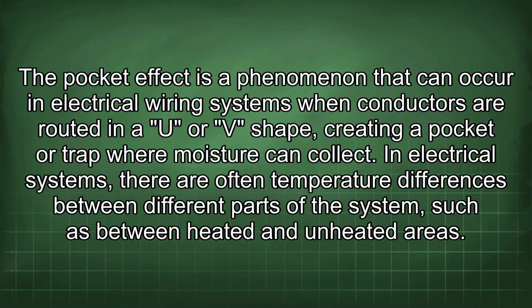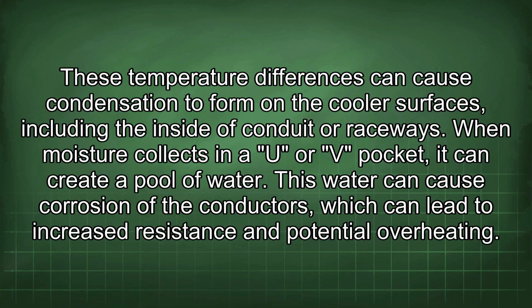The pocket effect is a phenomenon that can occur in electrical wiring systems when conductors are routed in a U or V shape, creating a pocket or trap where moisture can collect. In electrical systems, there are often temperature differences between different parts of the system, such as between heated and unheated areas. These temperature differences can cause condensation to form on the cooler surfaces, including the inside of conduit or raceways.